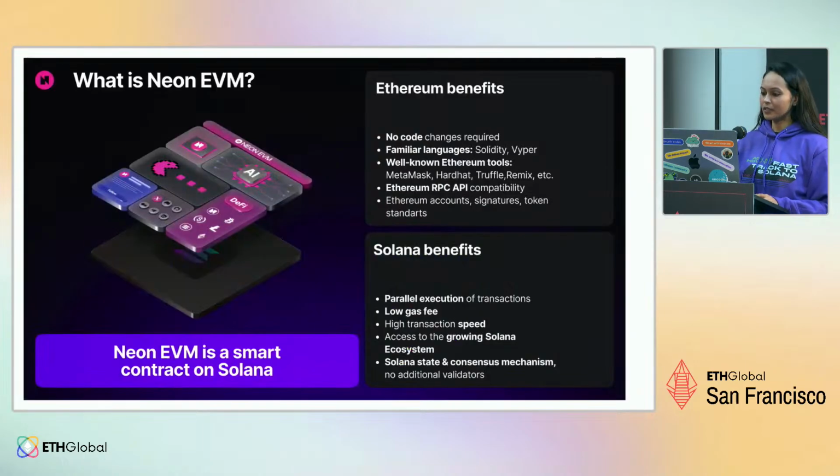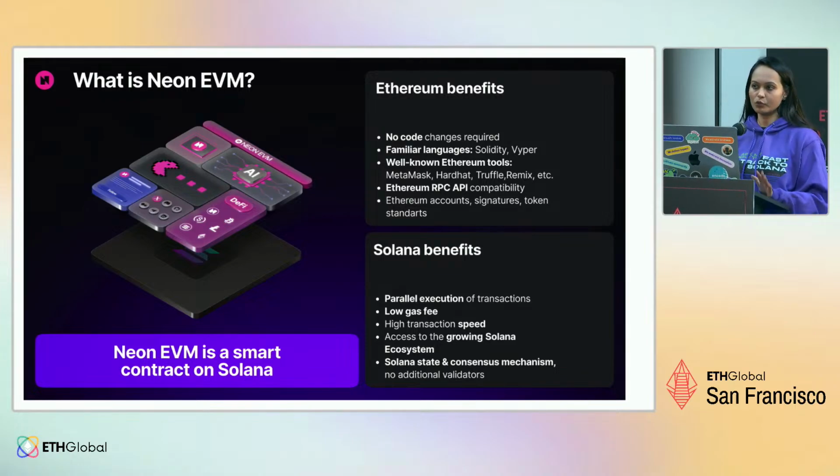So first of all, let's get to know what Neon EVM is. Neon EVM is basically a smart contract on Solana. In Solana, the smart contracts are called programs. So Neon EVM is a program on Solana which can execute EVM bytecode inside Solana's virtual machine. So we are basically not a layer 2 and not a bridge. We are just inside Solana's virtual machine.